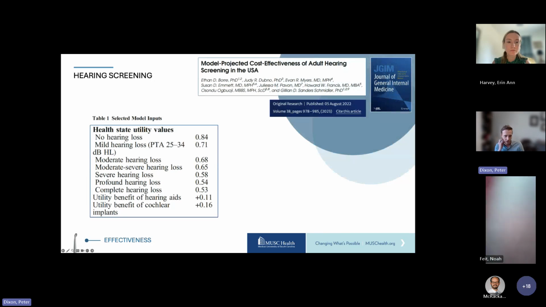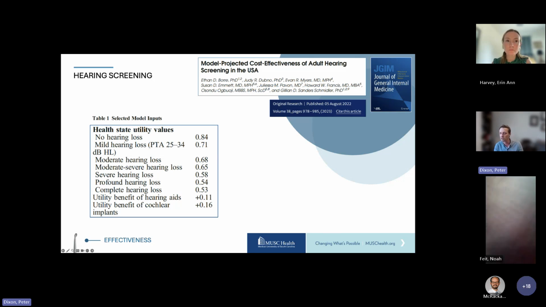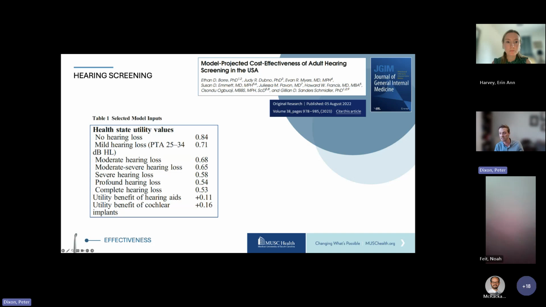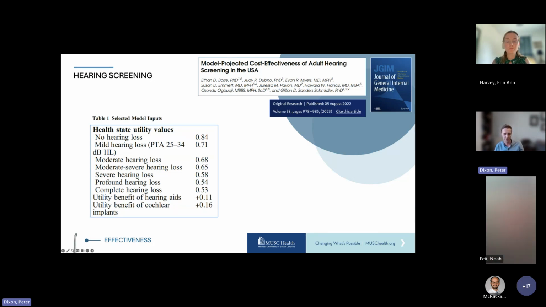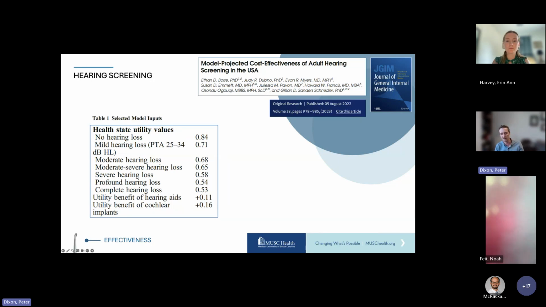Okay, so back to our hearing screening study. This was, in fact, a health utility study. So they did use utility and quality adjusted life years as the outcome measures. And you can see that they scoured the literature to try to find different utility values that were associated with different hearing states that the individuals might be in their model, and the different utility benefits for the interventions they might receive, which in this case was really either a cochlear implant or a hearing aid.